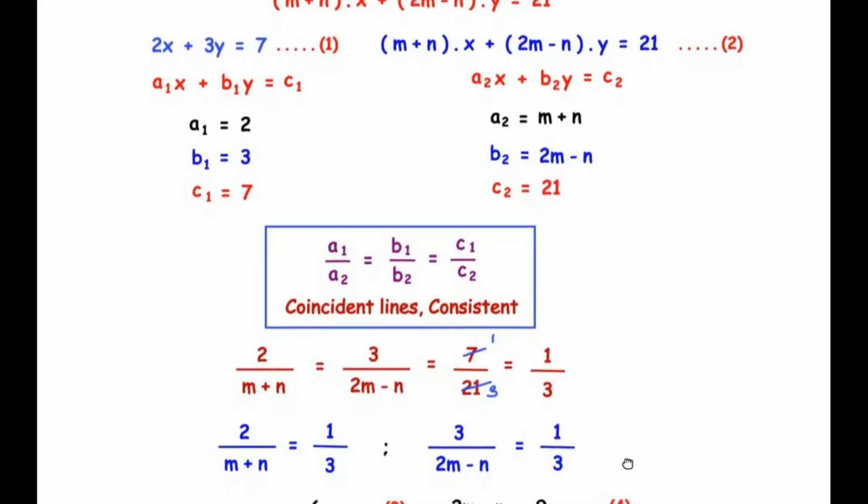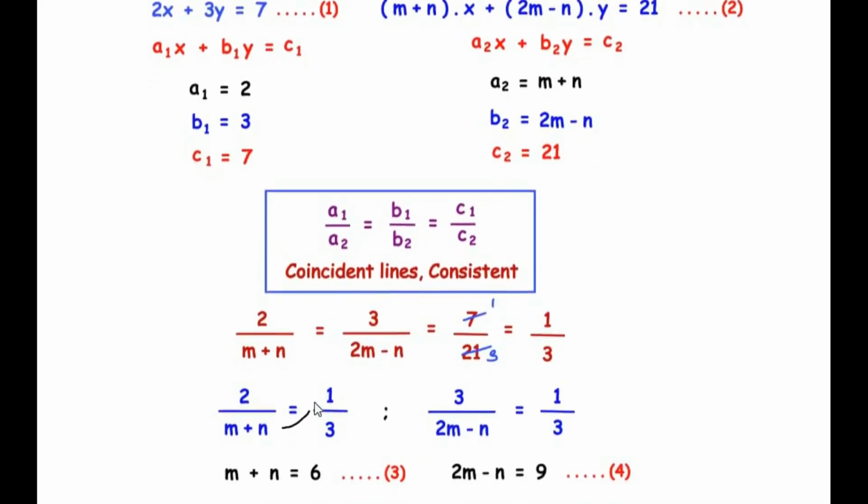Now let us proceed with simplification. So m plus n multiplies with 1, giving us m plus n is equal to, now 3 multiplies with 2, giving us 6. So let us consider this as equation 3. Now here 2m minus n multiplies with 1, giving us 2m minus n, and 3 multiplies with 3, giving us 9. So the fourth equation becomes 2m minus n equal to 9. Now once we have got these two equations, you can use the substitution method or elimination method to find out the values of m and n.